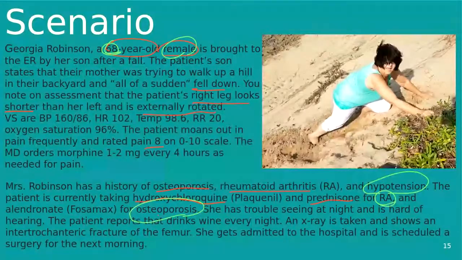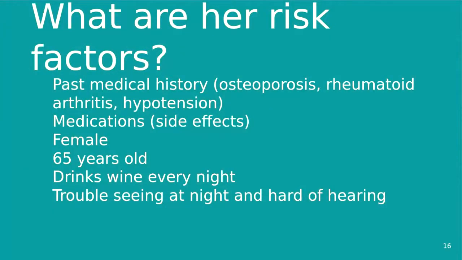So these are her risk factors: her past medical history of osteoporosis, rheumatoid arthritis, and hypotension. Also the medication side effects. She's taking hydroxychloroquine and prednisone, which cause nausea and dizziness. Prednisone also causes insomnia, so you might watch her during the day because she might be sleepy. Alendronate causes GI upset, so she might make more trips to the bathroom. Also, she's female, over 65 years old, drinks wine every night, which has sedative properties, and she has trouble seeing at night and is hard of hearing.